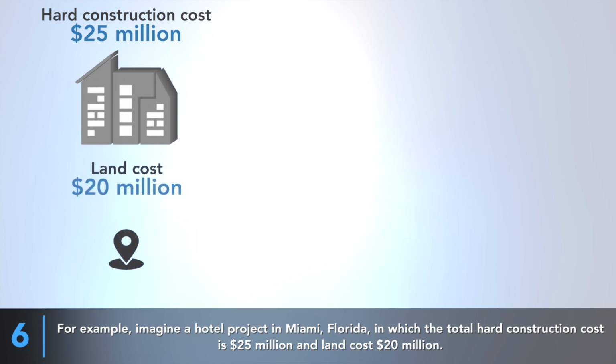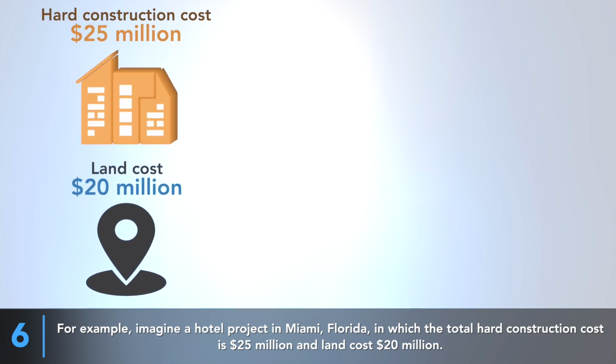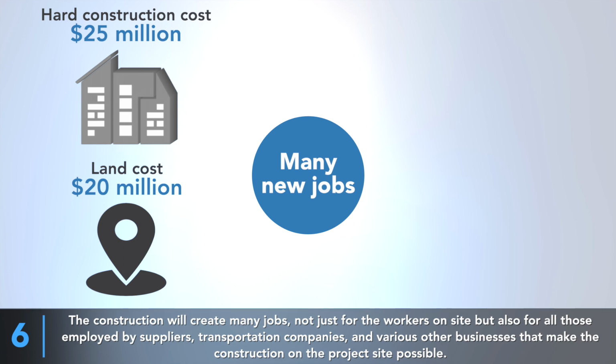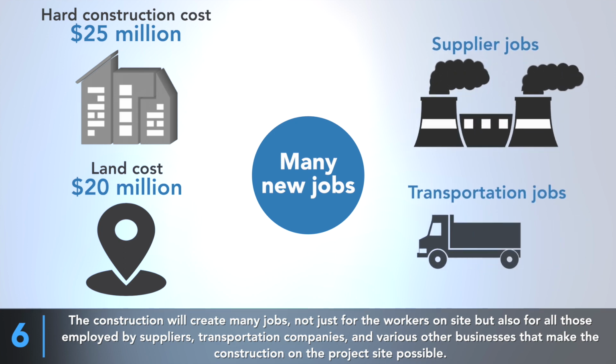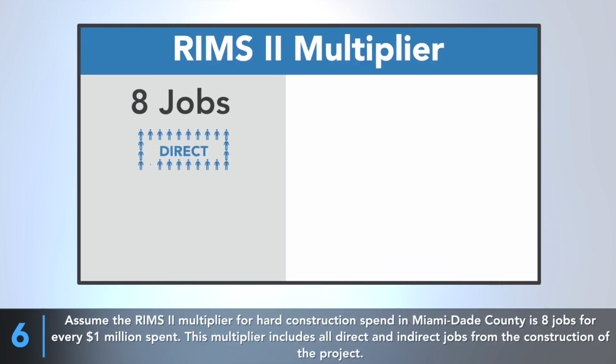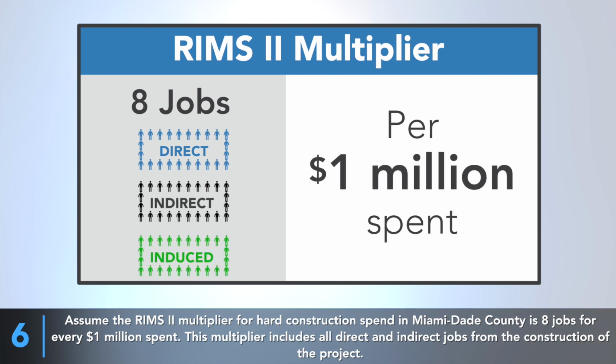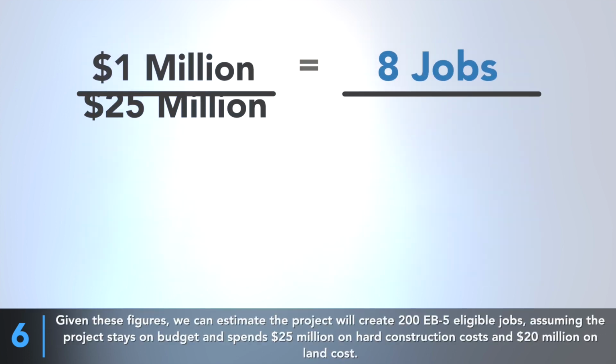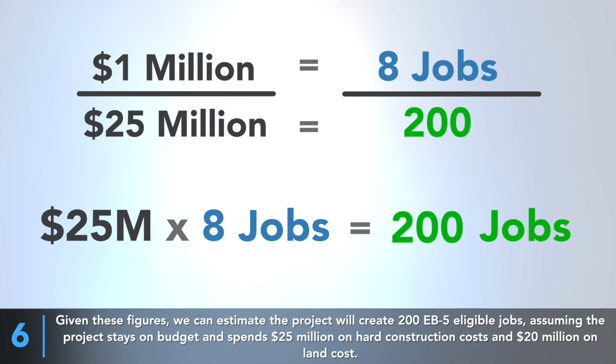For example, imagine a hotel project in Miami, Florida, in which the total hard construction cost is $25 million and the land cost is $20 million. The construction will create many jobs, not just for the workers on site, but also for all those employed by suppliers, transportation companies, and various other businesses that make the construction on the project site possible. Assume the RIMS-2 multiplier for hard construction spend in Miami-Dade County is 8 jobs for every $1 million spent. This multiplier includes all direct and indirect jobs from the construction of the project. Given these figures, we can estimate the project will create 200 EB-5 eligible jobs, assuming the project stays on budget and spends $25 million on hard construction costs and $20 million on land cost.